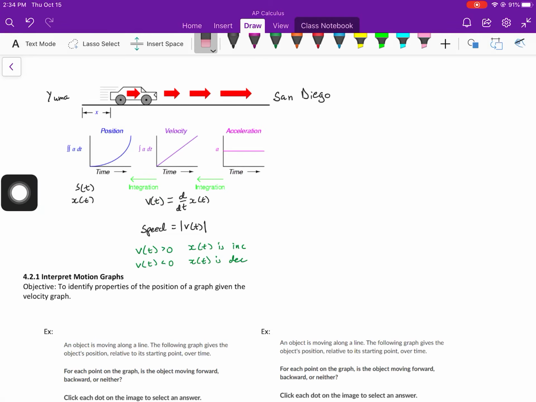Last, acceleration. Well, this would be the change. A of t is going to be the change in your velocity.